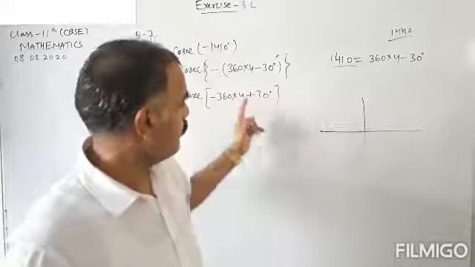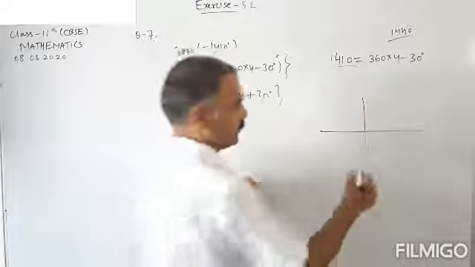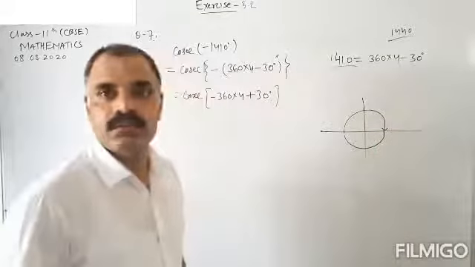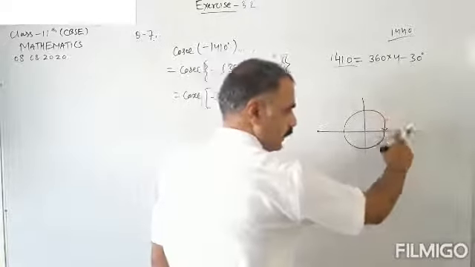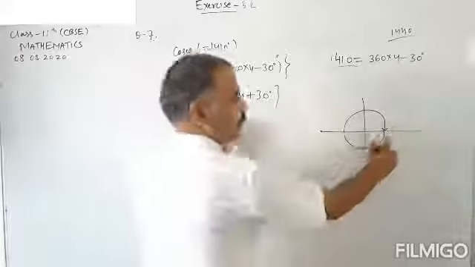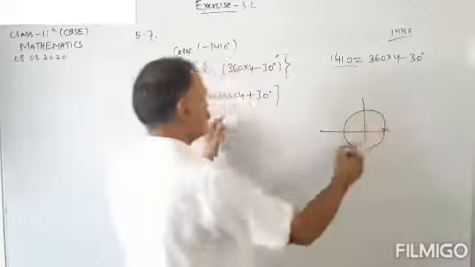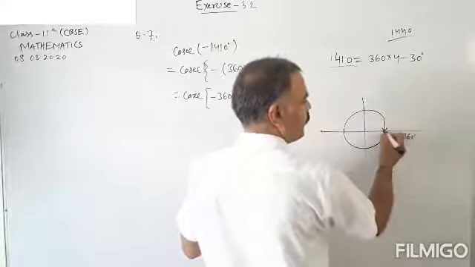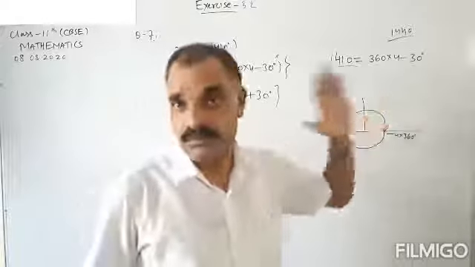So negative angle means rotation in clockwise direction. One rotation in clockwise direction is minus 360 degree, and the second rotation in clockwise direction means minus 2 into 360 degree. Third rotation means minus 3 into 360, and fourth rotation means minus 4 into 360. So minus 4 into 360 degree is completed on the positive x-axis.